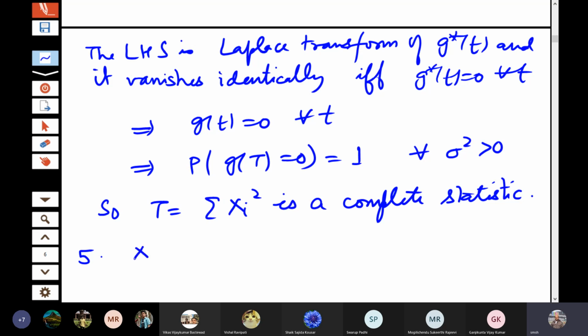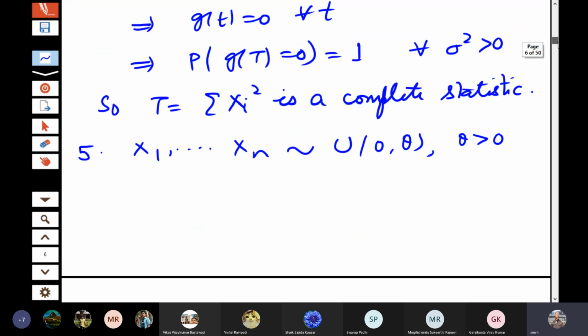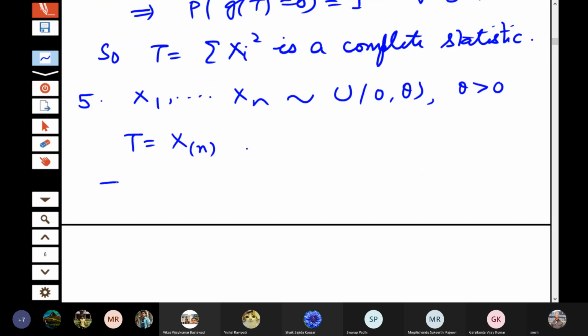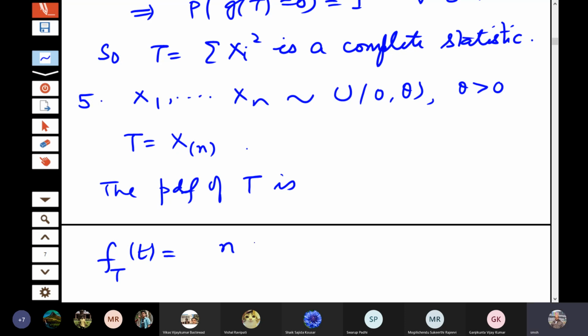Then I considered the uniform distribution, uniform(0, theta). Actually, I proved that the uniform family of distributions is also complete. Now, which statistic here will I consider? If you remember the sufficient statistic, it was the maximum of all the observations. And actually, we have written the distribution of T also. The probability density function of T is n t to the power n minus 1 by theta to the power n.